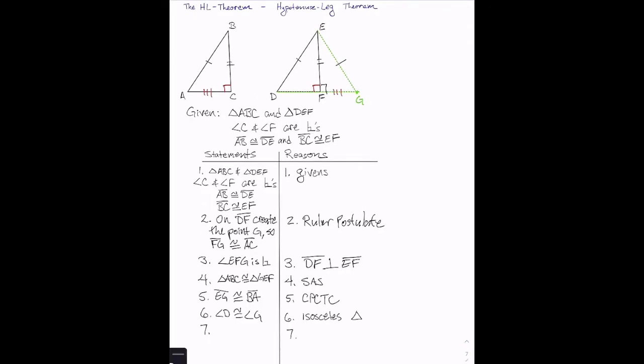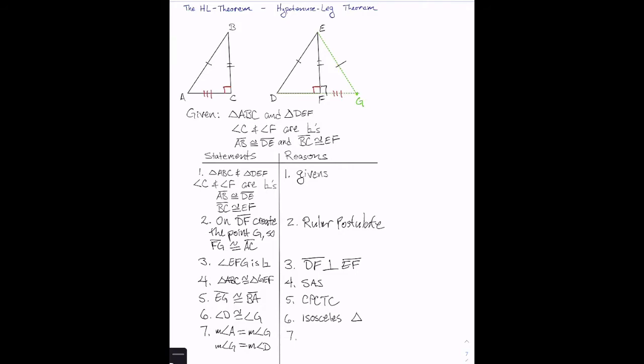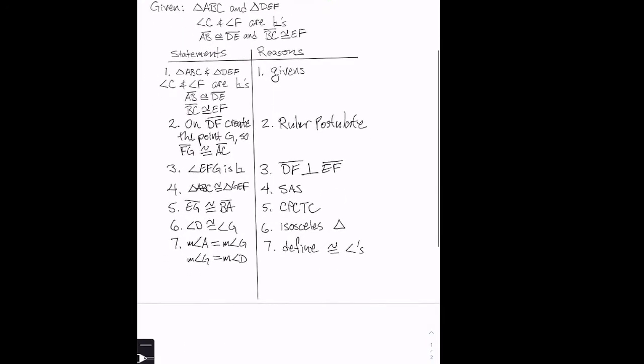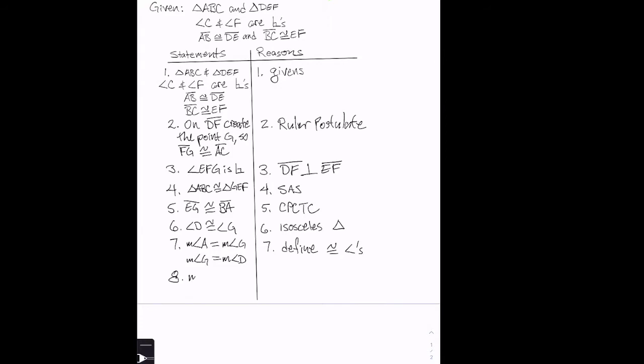The next statement I'm going to make is statement 7, which says the measure of angle A is equal to the measure of angle G, and the measure of angle G is equal to the measure of angle D. And we can say that because that is the definition of congruent angles. So that takes us being able to say measure of angle A is equal to measure of angle D, because they are amounts that are equal to the same angle, angle G. And that's called the transitive property of equality.